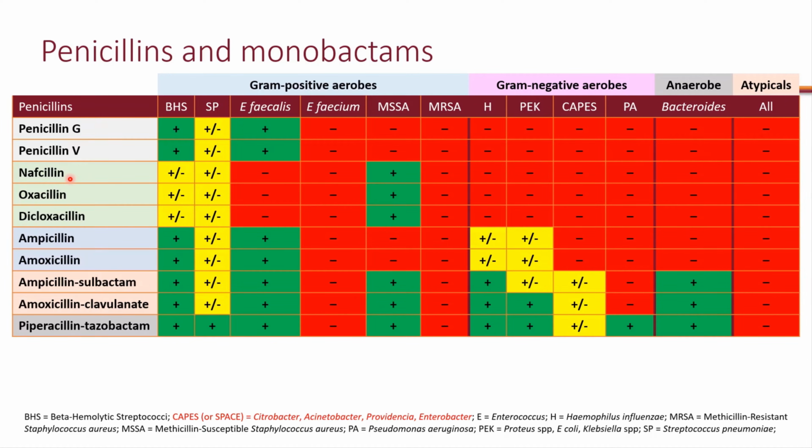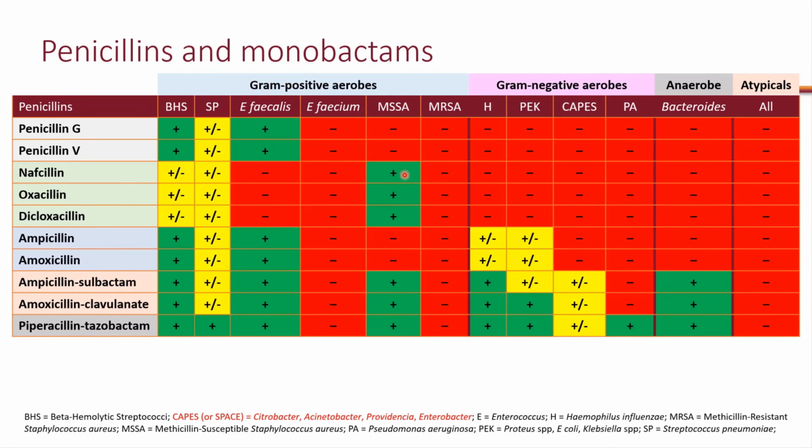Now the next set of penicillins are referred to as anti-staphylococcal penicillins. These are nafcillin, oxacillin, and dicloxacillin. These are colored the same just to help you navigate this chart. The three have identical spectrum of activity. They are called anti-staphylococcal penicillins because they have activity against MSSA. However, they are not active against MRSA. In fact, none of the penicillins are active against MRSA.